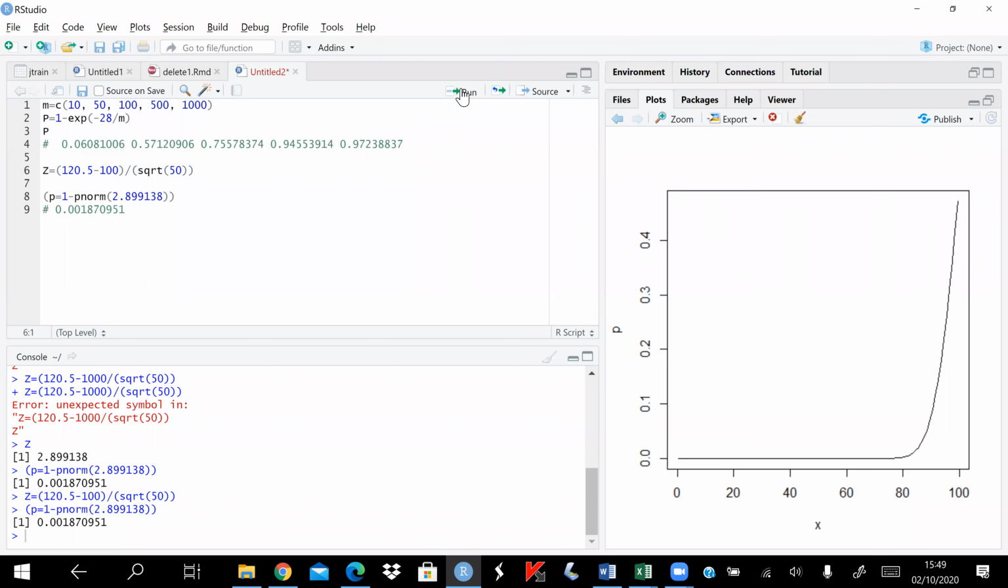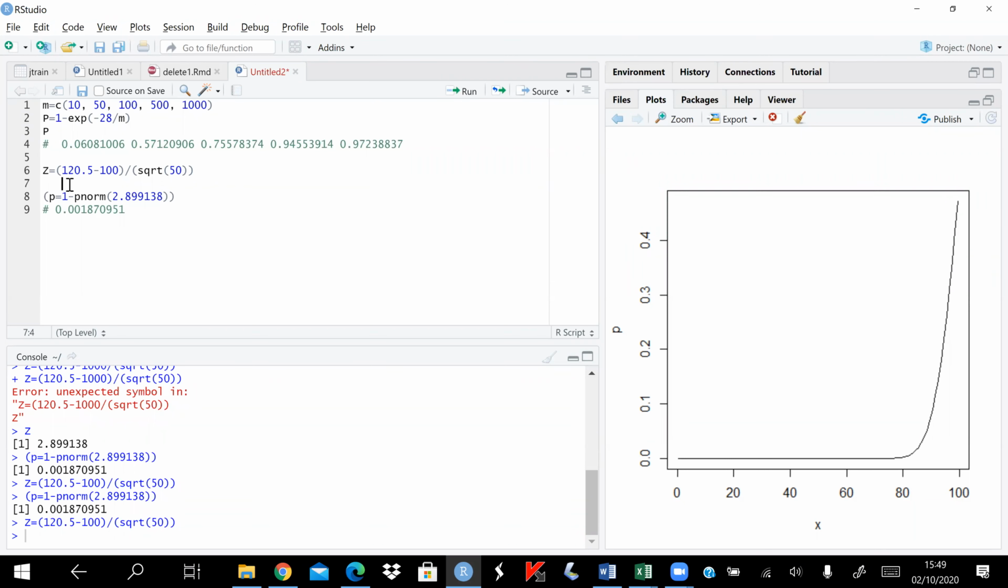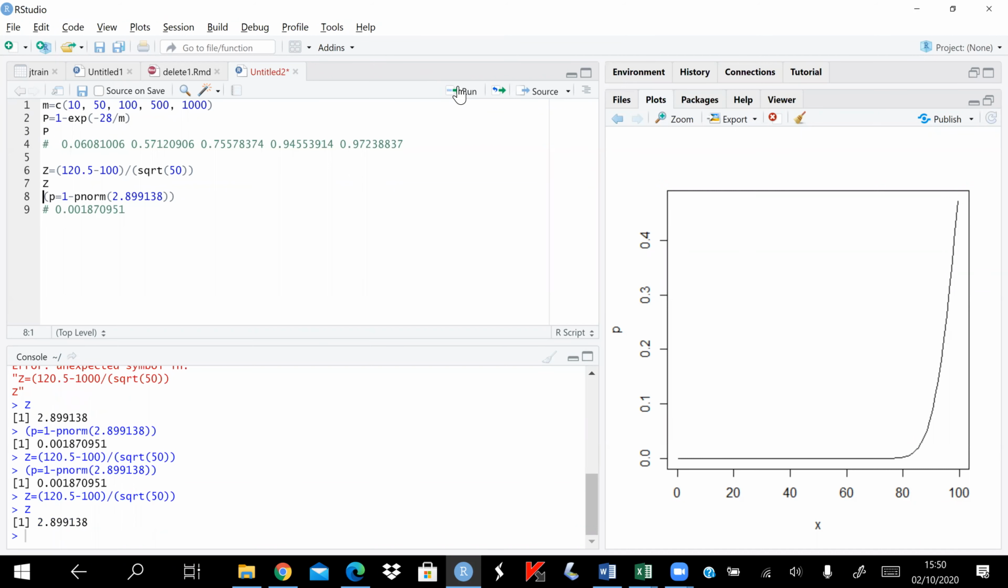So let me run this code. Oh, sorry, I think I did it in the background. I don't know how it happened. But what are you getting as the value of Z? What is the value of Z according to you from that side? 2.899 something, isn't it?